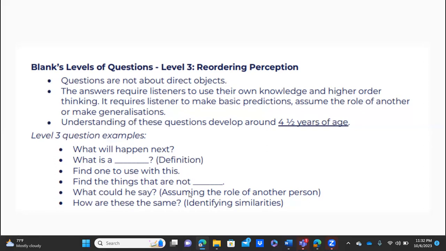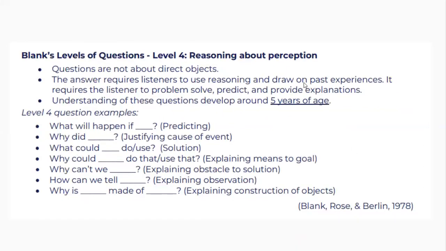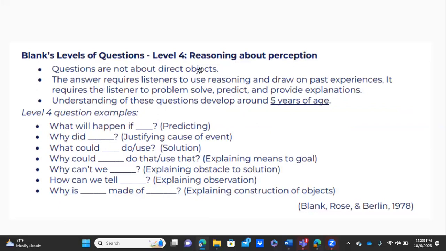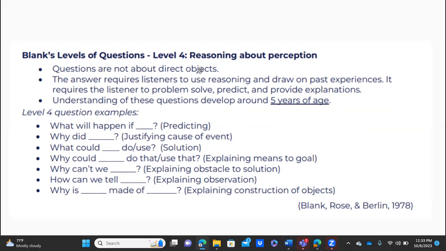What could he say, assuming the role of another person? And then how are these the same, identifying similarities? So again, these are level 3 questions. The last one is level 4 questions, and this is reasoning about perception. These answers require learners to use reasoning and draw on past experiences. It requires the listener to problem solve, predict, and provide explanations.